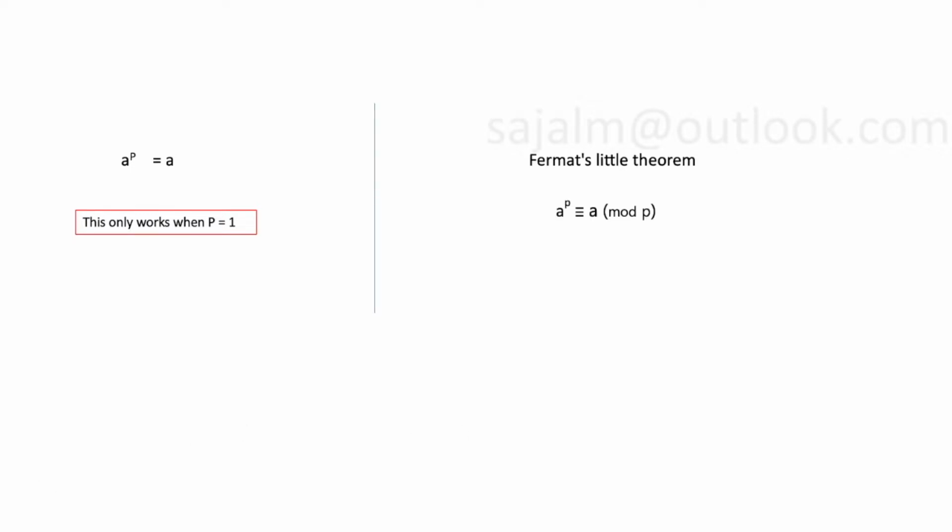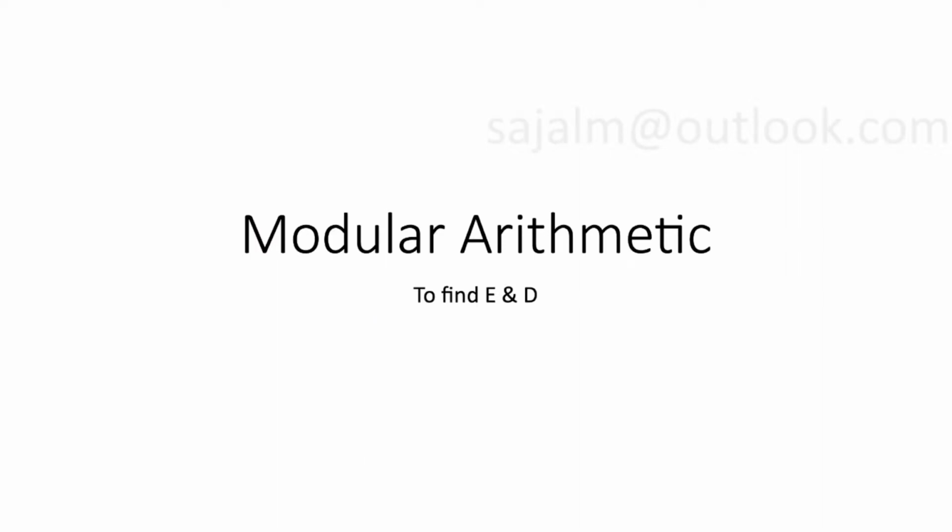Now consider Fermat's theorem. We read this as A to the power P is congruent to A mod P. This provides us a way to start with A, that is the message, and apply a mathematical operation and still get back the original message A exactly like the one shown on the left side. To understand how we can apply Fermat's theorem to find P, that is E and D, we need to have a quick look at modular arithmetic.